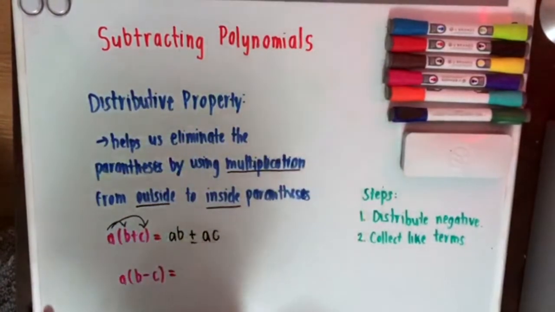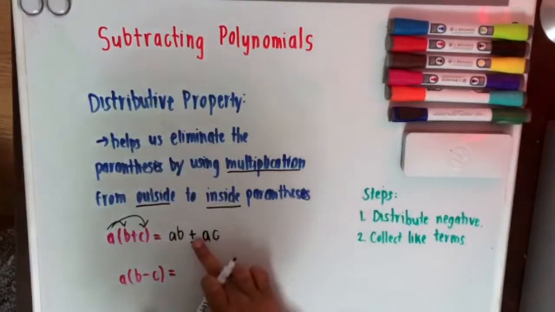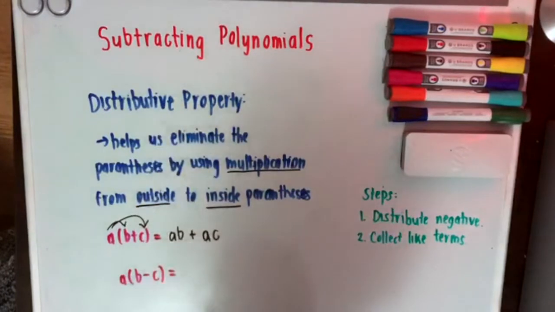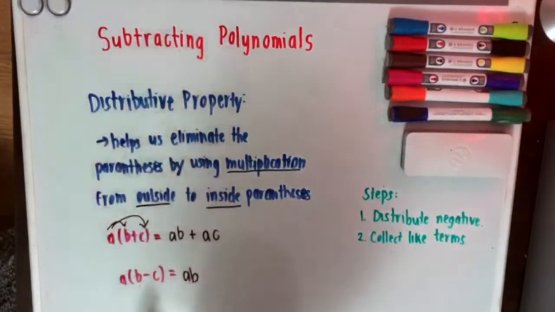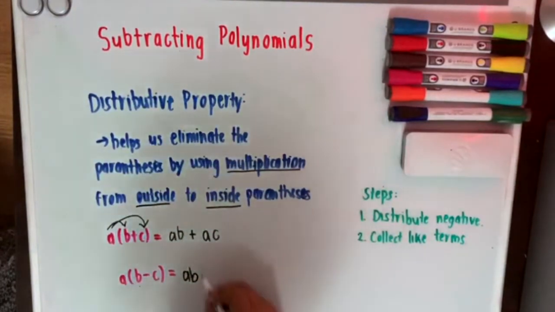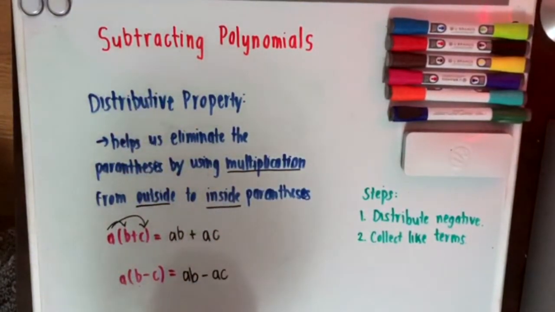Now it was simple with the addition sign. Now let's look at it with the subtraction sign. A times B, AB. But now we're looking at A times negative C, which would be negative AC.